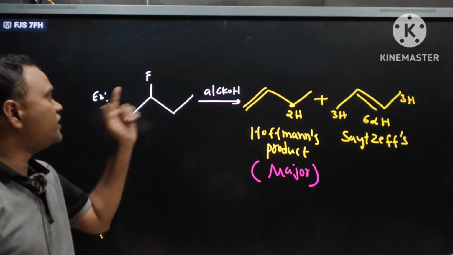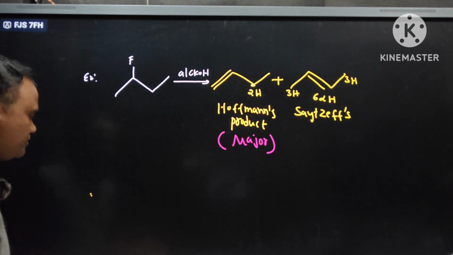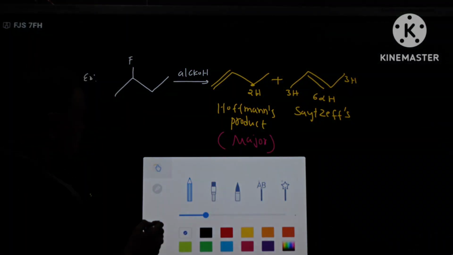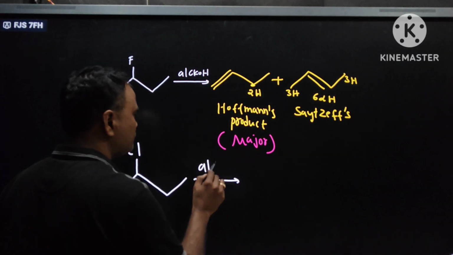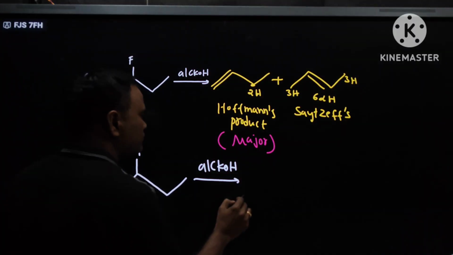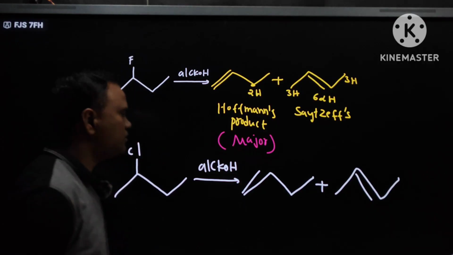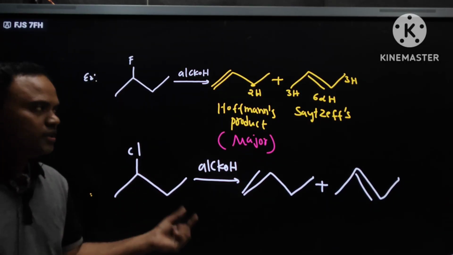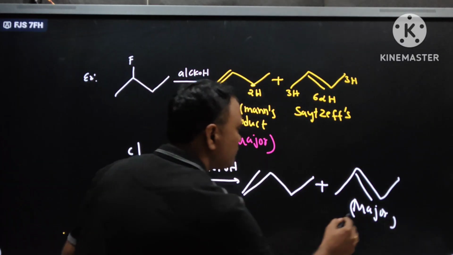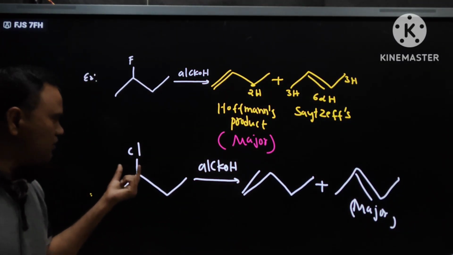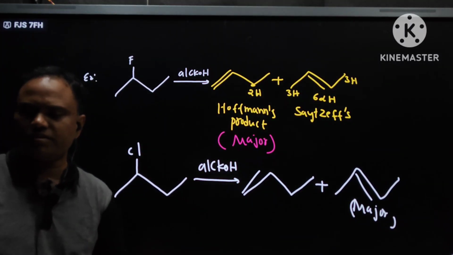If fluorine is not there, I will show the difference here only, then you can understand very easily. Adiba, for you, is everything okay? In this case, see, chlorine is a good leaving group, right? In this case, what will be the major one? This will be the major one. See, reverse. Got it? Why? Because chlorine is a good leaving group. Here, fluorine is a poor leaving group. Did you identify the difference?